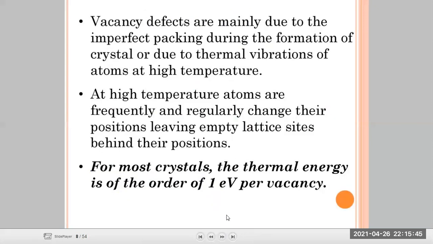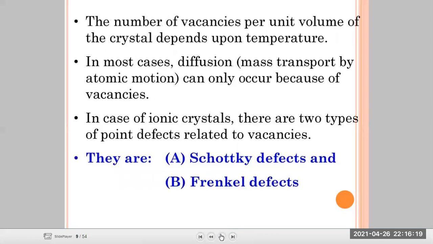Vacancy defects are due to imperfect packing during formation. When the crystal is growing, in that particular instant there can be imperfect packing of the atoms. And at very high temperature also, the atoms frequently change their position, leaving empty sites behind. For most crystals, the thermal energy is on the order of 1 electron volt per vacancy.